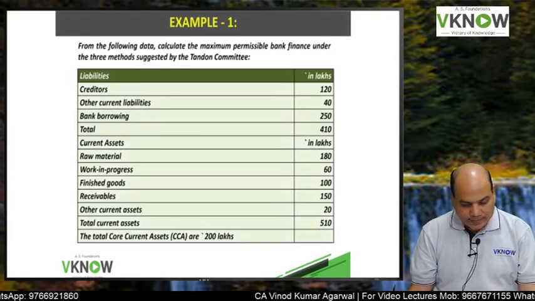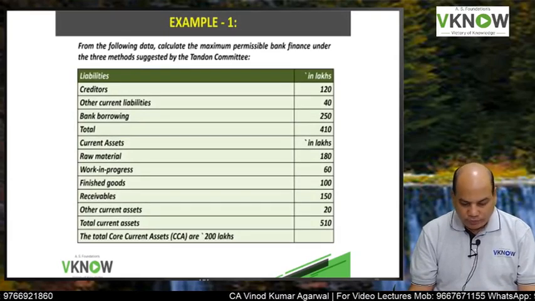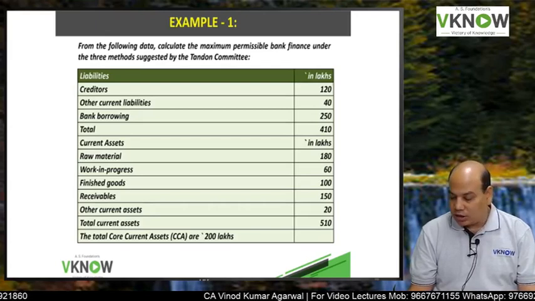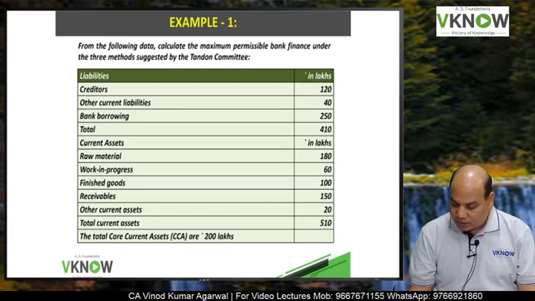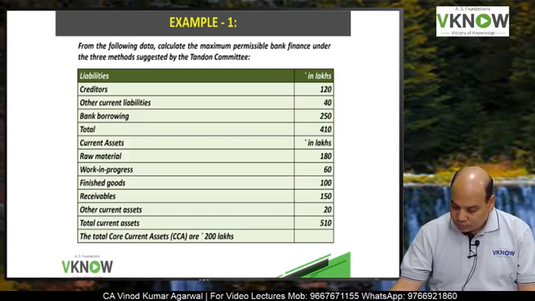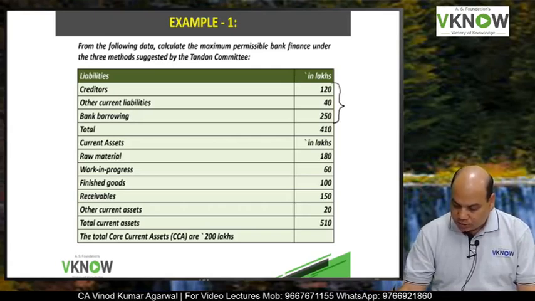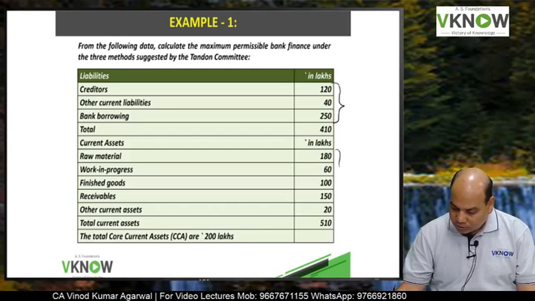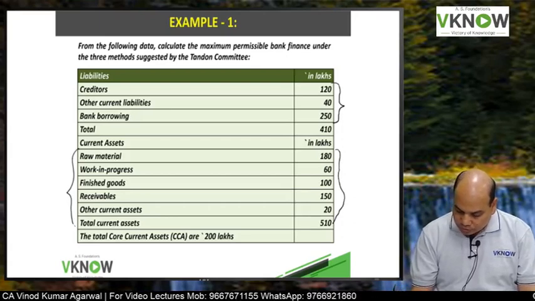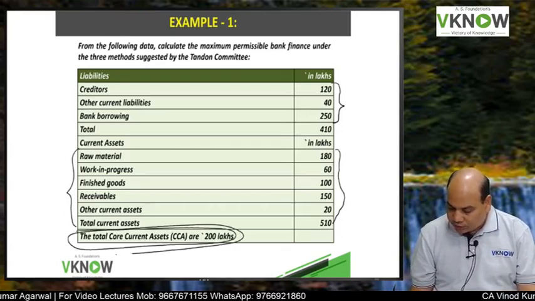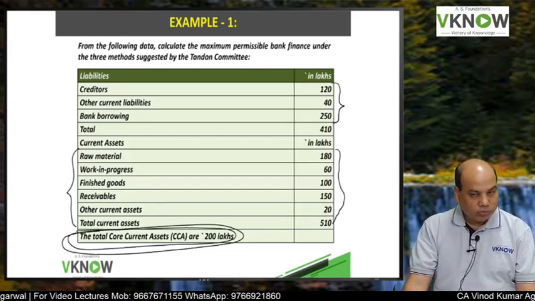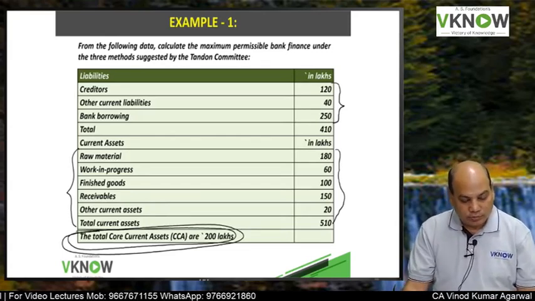Example 1. And you will learn how to do the calculation. From the following data, calculate the MPBF under the 3 methods suggested by Tandon committee. Creditors, other current liabilities, bank borrowing, total. So these are 3 items of current liability. Under current asset, we have raw material, WIP, finished goods, other current asset, total asset. Below there is a note. Total core current asset is 200 lakh.